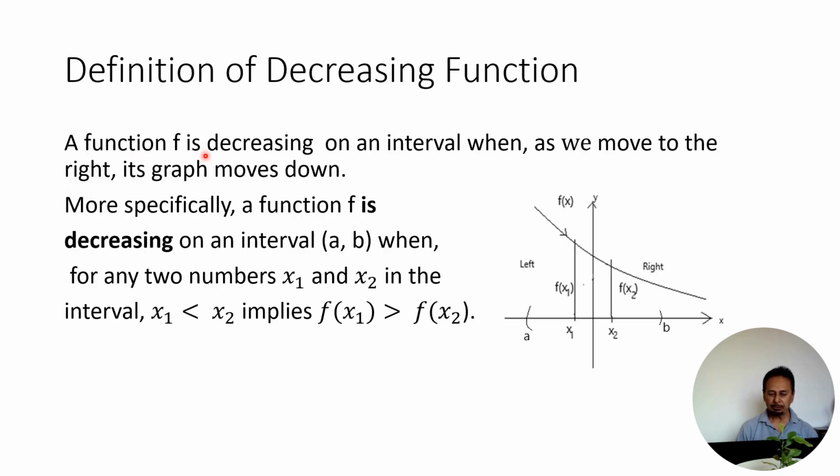Decreasing function. A function f is decreasing on an interval (a, b) when, as we move to the right, its graph moves down. More specifically, a function f is decreasing on an open interval (a, b) when for any two numbers x1 and x2 in the interval, x1 less than x2 implies f of x1 is bigger than f of x2.